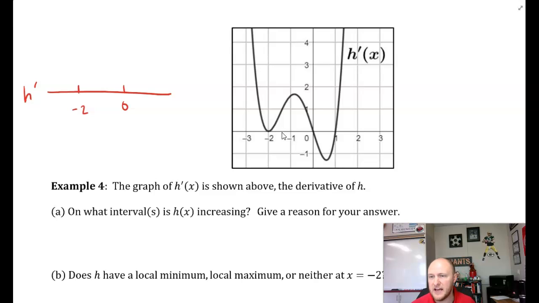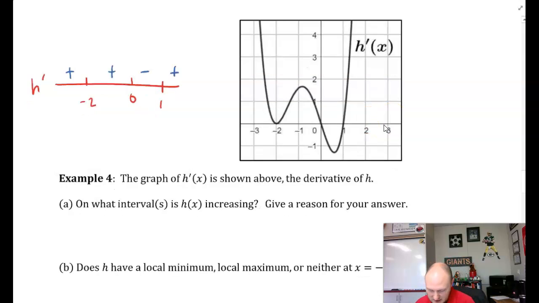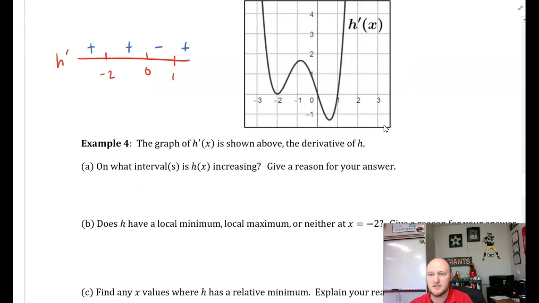Okay, well, from -infinity to -2, what is our graph? Well, it's positive. Okay, from -2 to 0, what's our graph? It's positive. 0 to 1, oh, I forgot 1. We'll add 1 here. It is negative, okay? And then from 1 to infinity, it is positive. Okay, well, my sign chart, again, this tells us where our function is increasing and decreasing, okay?